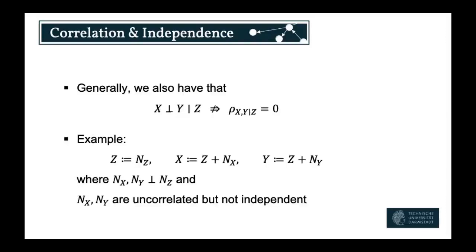And Z is just that noise. X is Z plus that noise. So essentially it's N_Z plus N_X. And then Y is Z plus N_Y, right? Again, similar structure as before. And importantly also, N_X and N_Y are uncorrelated but not independent. So, by this example you can already prove this and even the other direction, that it's not implying independence, which was anyhow not the case even before conditioning.